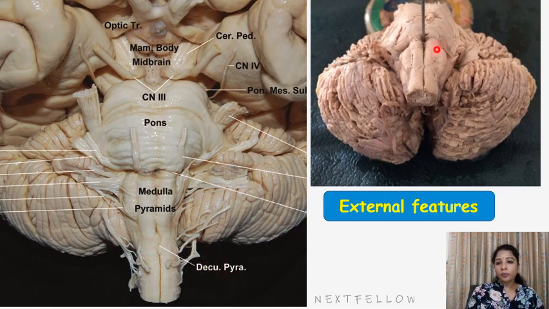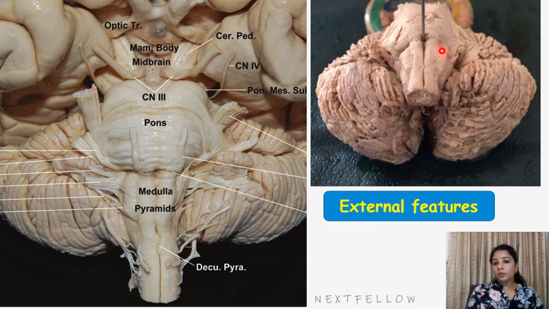And lateral to the pyramids in the upper part of medulla, we can see ventrally an elevation which is called the olive. Deep to the olive, there is a nucleus called the inferior olivary nucleus, and lateral to the inferior olivary nucleus, this is the inferior cerebellar peduncle connecting medulla to the cerebellum.